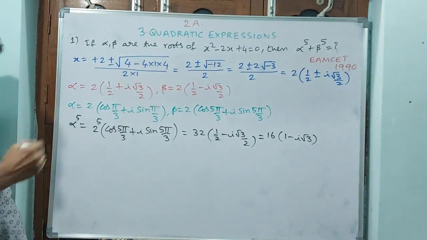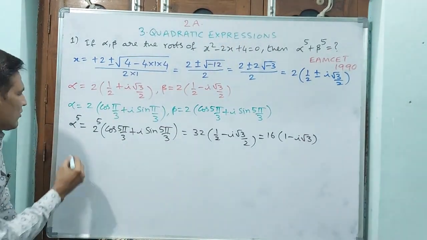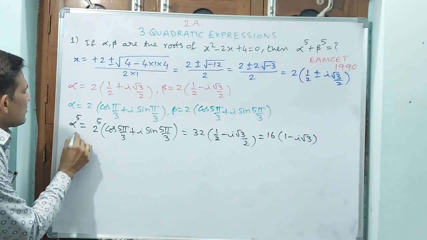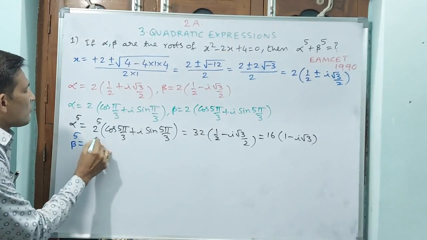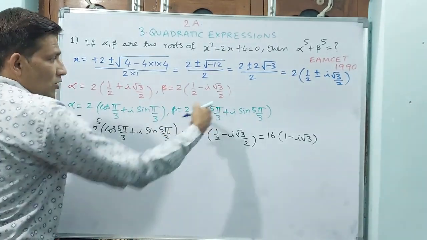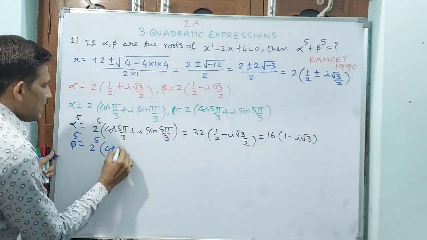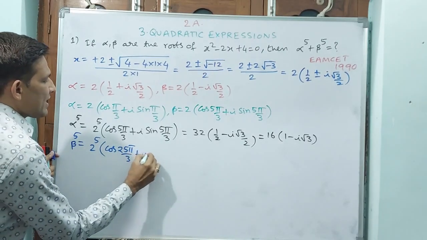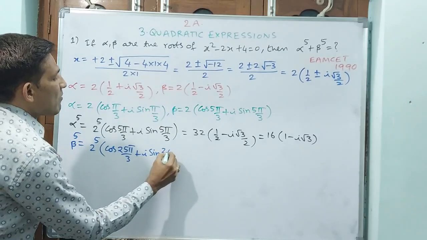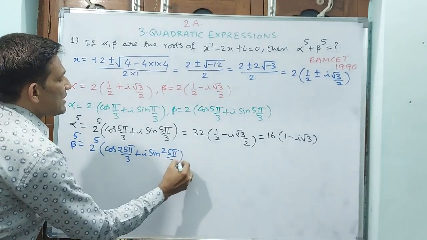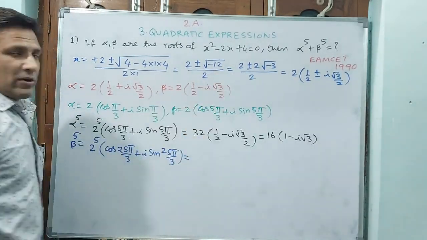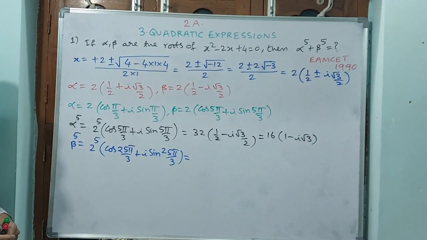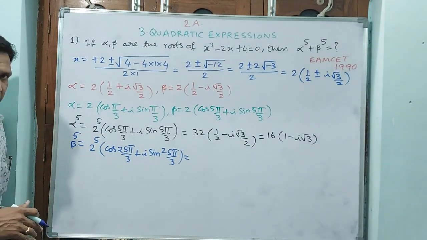Here is a little bit of complexity, not much. Let us do beta to the power of 5, which is equal to 2 to the power of 5 into cos 25π/3 plus i sin 25π/3. How has this 25 come? Because 5 into 5 is 25. Now 25π/3, how much will it come?